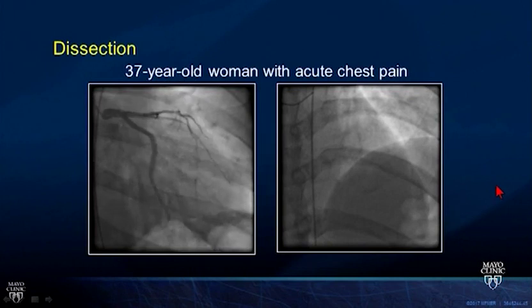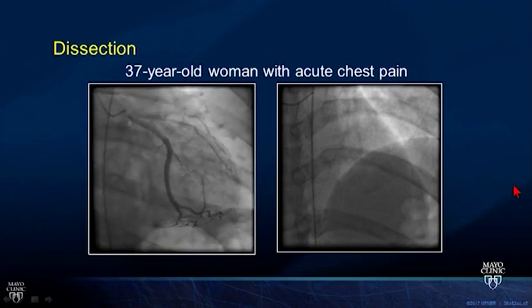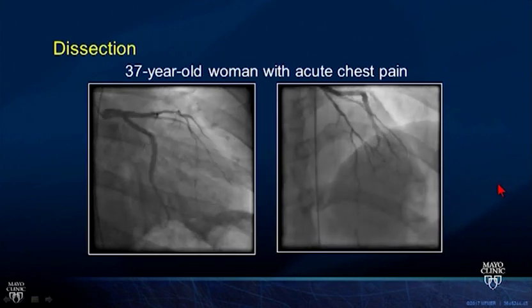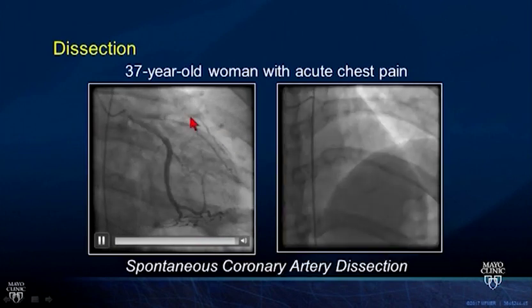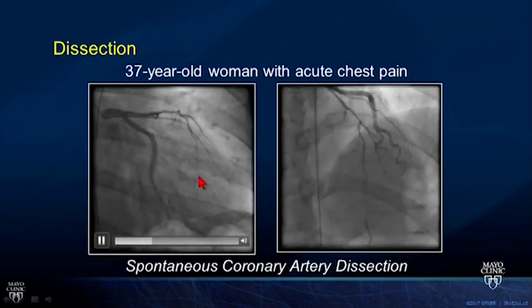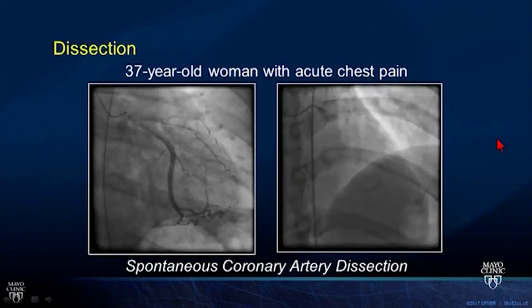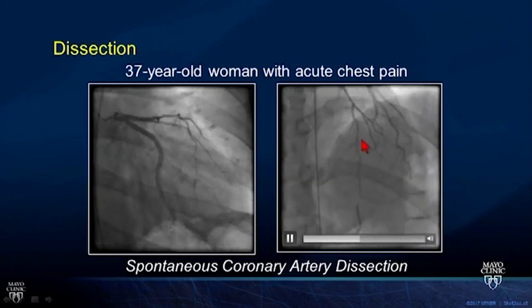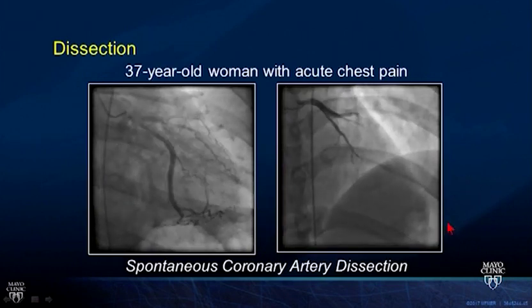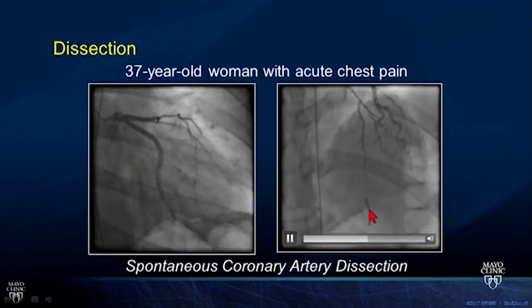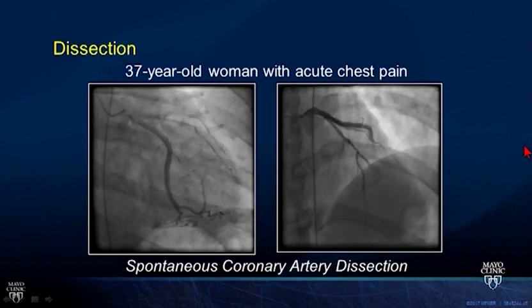Here's another example of a 37-year-old woman who presented with acute chest pain, and she has more of a diffuse narrowing of her LAD. You see the cranio-caudal view. You see this diffuse, relatively smooth stenosis of the LAD. And you can see it actually extends all the way from the proximal LAD down to almost the apex. And you can see how large the LAD becomes down here where it's not affected by that dissection. So this is an example of spontaneous coronary dissection, or SCAD.